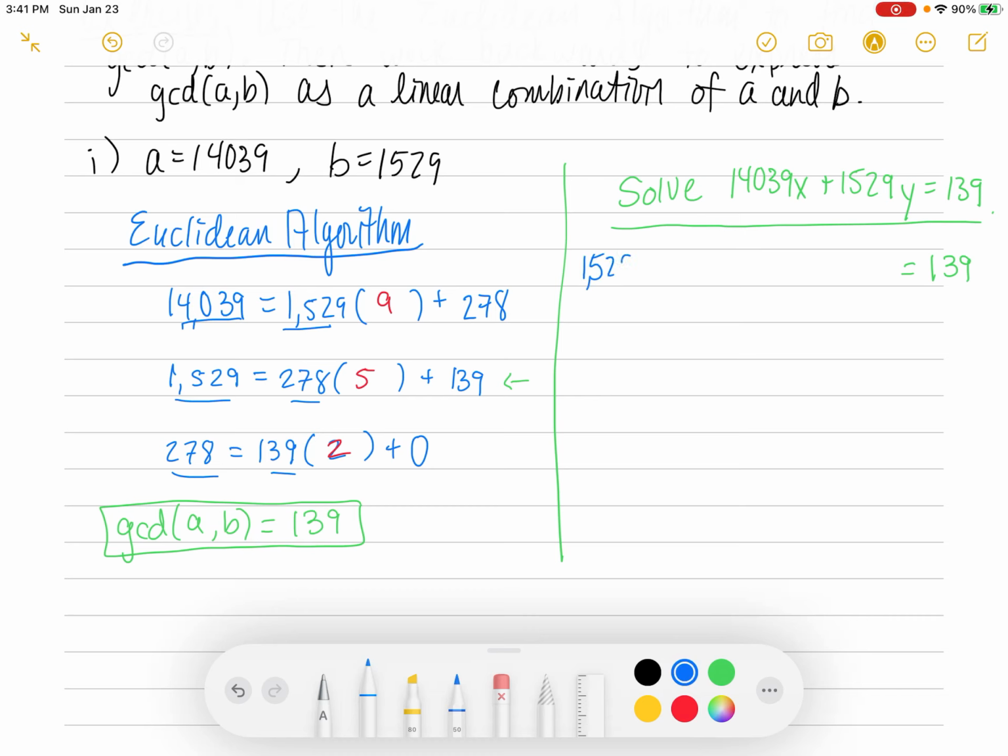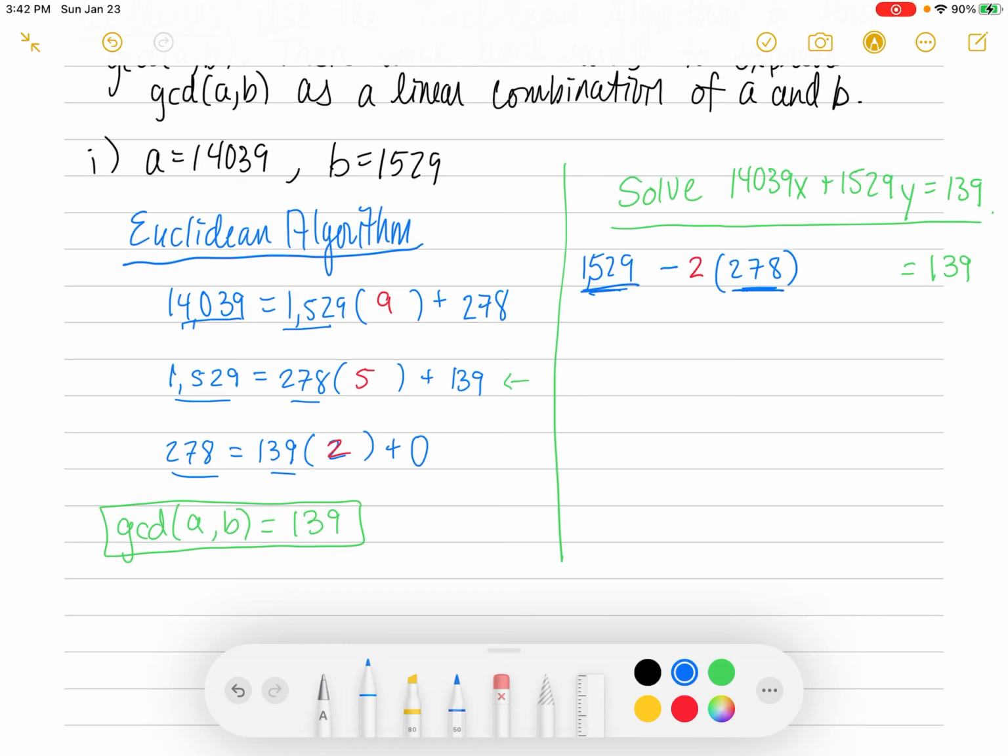That's equal to, well, what I have to do, I have to take 1529, I'm going to underline that, and I'm going to have to subtract 2 times 278 to get 139. So basically I subtracted 278 times 5 from both sides of that next to last equation. All right, now I'm going to leave those numbers underlined, 278 and 1529. They're kind of treated like variables, and the red 2 is treated kind of like a coefficient.